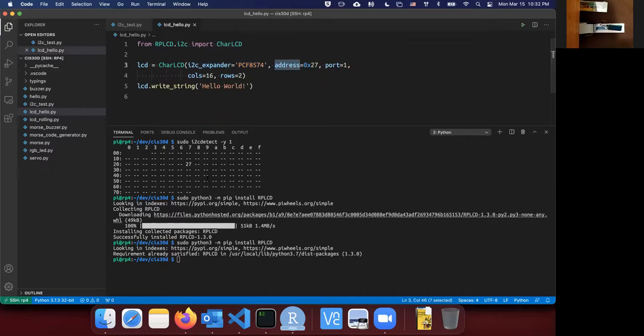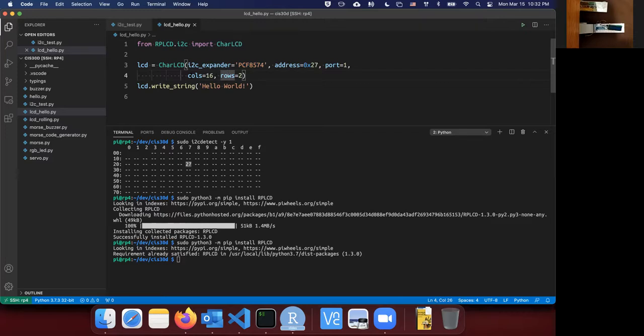And the address is the address we just read, 27 in hex. It starts with 0x, that's how you write a literal hex number. The port is 1. That's the bus number or the port number. It's always 1. And there's a 0, but 0 has a special purpose, and don't worry about that 0. You're not going to use 0. And then you also specify the columns and rows of the LCD. There are 16 columns and 2 rows of characters.